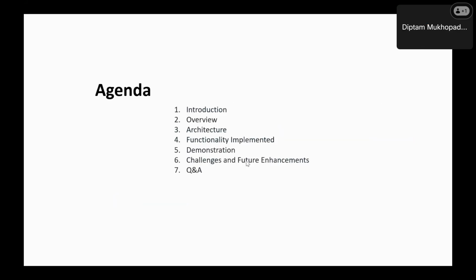So, for this presentation, I will first introduce Discord and the bot, what Discord is and what functionalities it provides. Then we'll look at the overview of the bot. Then we'll look at the architecture and the functionality we have implemented thus far. Then I will show a quick demonstration of how the bot is working. And I will also share the challenges and the future enhancements that can be made. Then we'll go to the Q&A section.